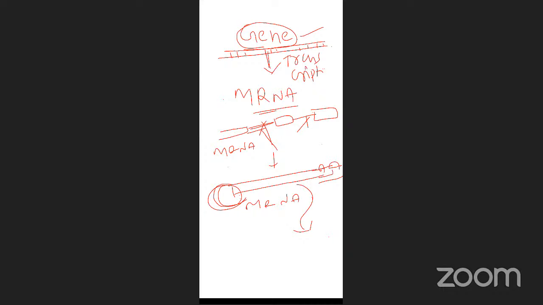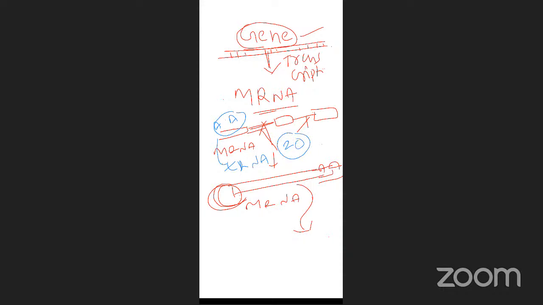What is present in the cytoplasm? All cell organelles, amino acids, tRNA and rRNA, all cell organelles except the nucleus. When the mRNA reaches the cytoplasm, immediately the transfer RNA, tRNA, becomes active and attaches with the proper amino acid. Of course, 20 types of amino acids are present in the cytoplasm.